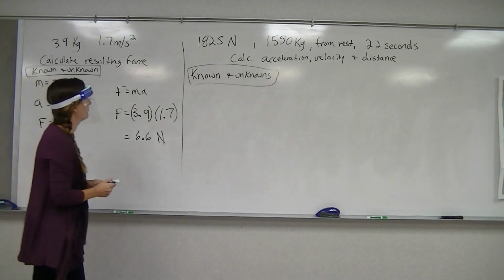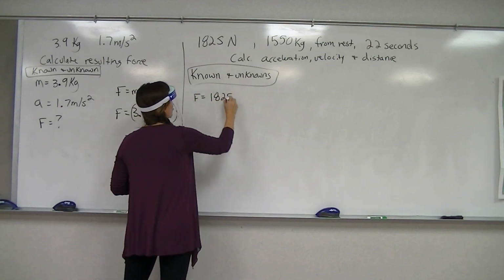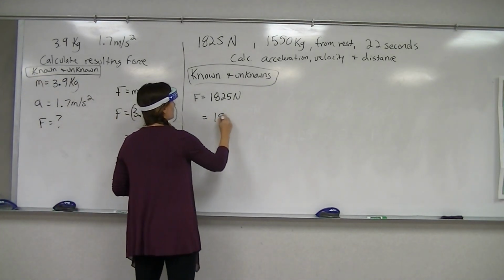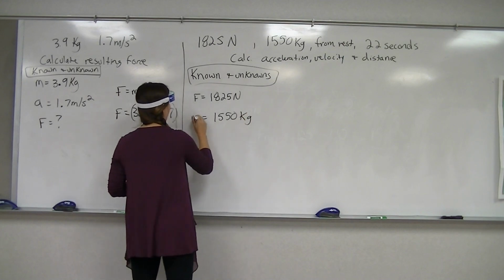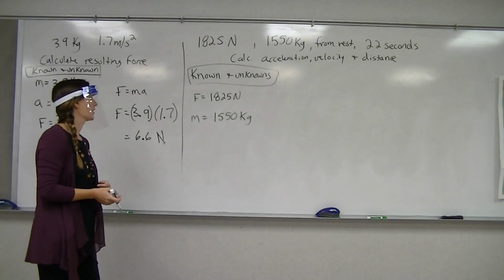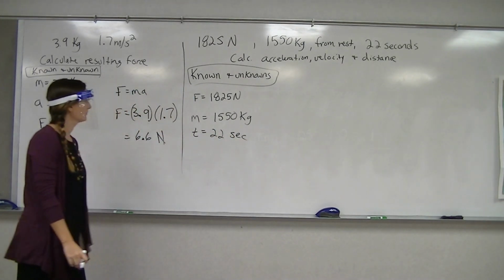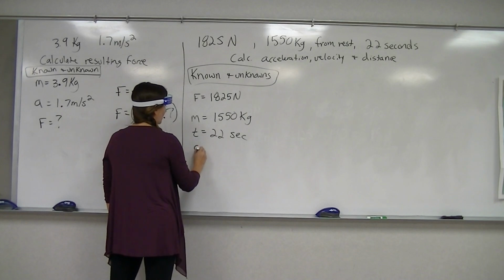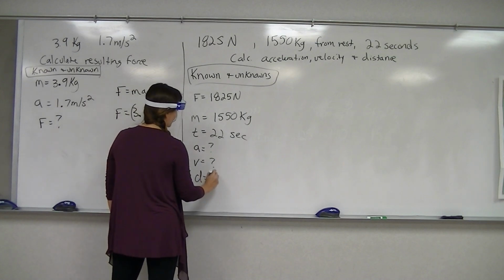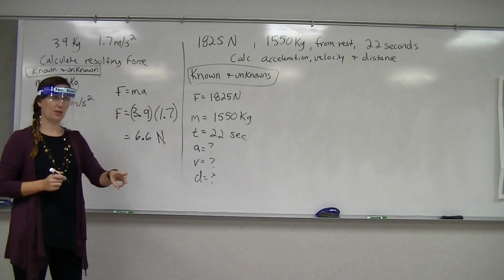So, my first piece of information, 1825, that's a force. I know that because it's in newtons. That's what we measure force in. My second piece of information, the 1550 kilograms, that's a mass. And it says that specifically in the problem. The car has a mass of 1550 kilograms. I'm also given a time of 22 seconds. And unknowns are acceleration, so A, velocity, V, and distance, D. Three unknowns, that means I'm going to be using three different equations.